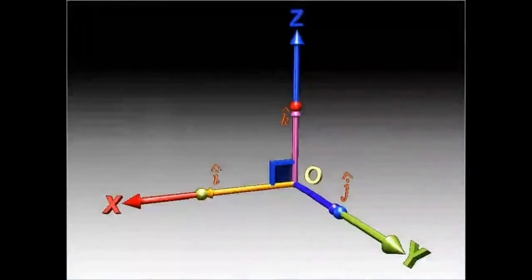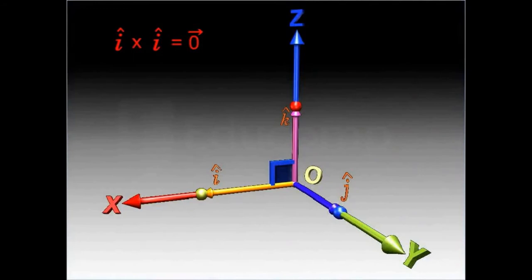Also, the cross product of i cap with itself is zero vector, as value of theta between two identical unit vectors is 0. Similarly, cross product of j cap with itself is zero vector, and cross product of k cap with itself is also zero vector.